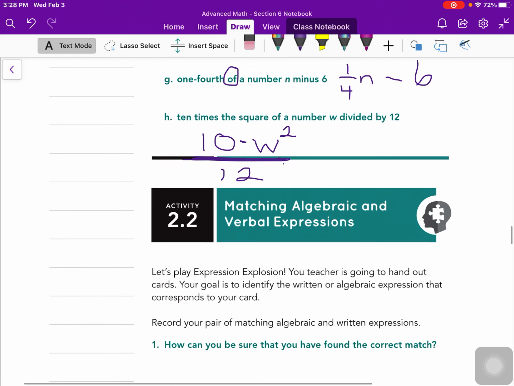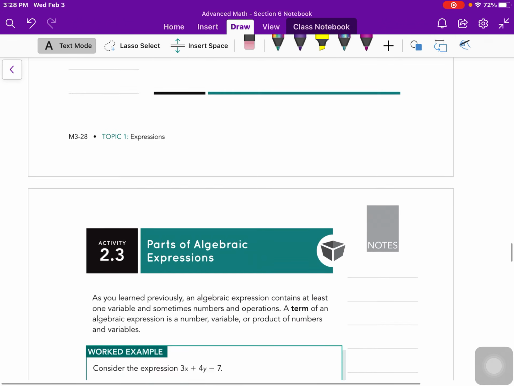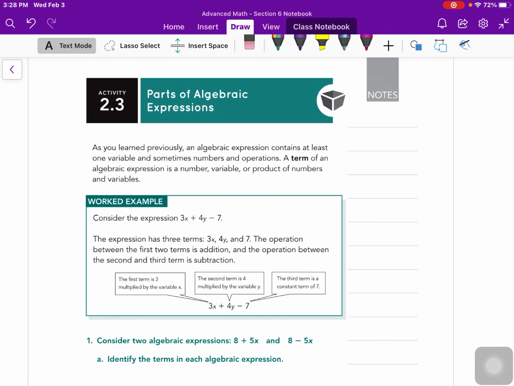All right, let's skip 2.2. We're going to do some of that in class together. So let's go to 2.3, our last section. Well, not of our last section.